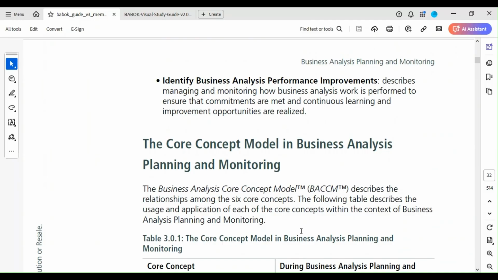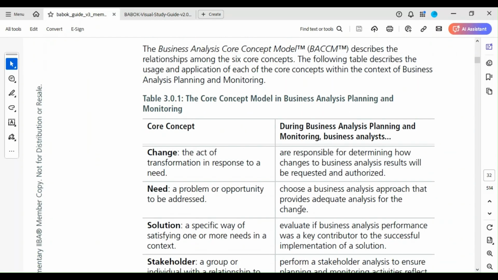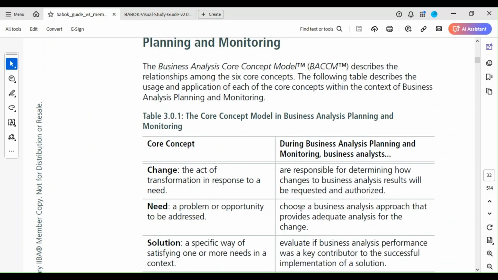It describes managing and monitoring how business analysis work is performed to ensure that commitments are met and continuous learning and improvement opportunities are realized. The core concept model in business analysis planning and monitoring. Remember that whatever knowledge area we come across, we have this BACCM. The business analysis core concept model describes the relationships among the six core concepts. The following table describes the usage and application of each of the core concepts within the context of business analysis planning and monitoring. So we are infusing the core concept into business analysis planning and monitoring.